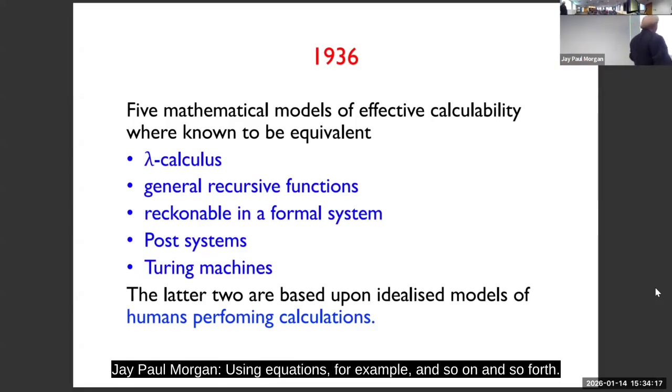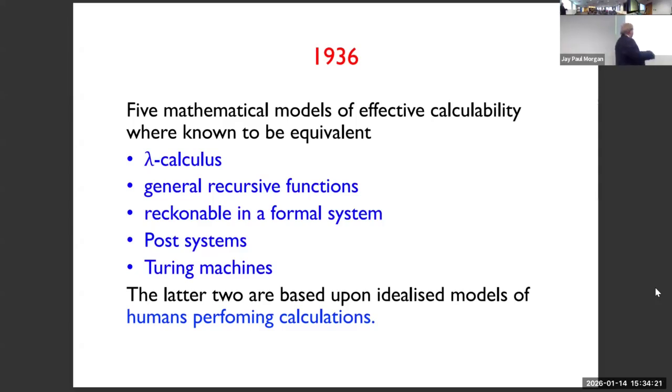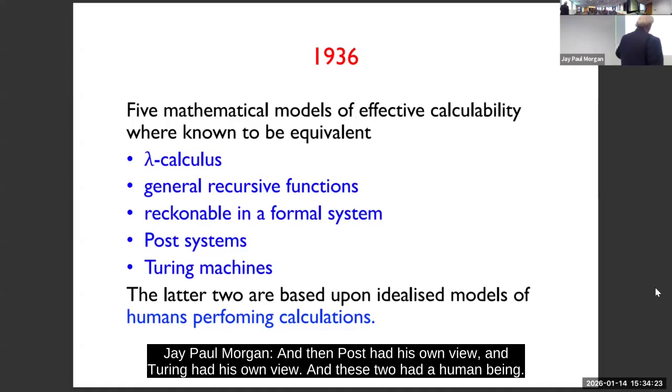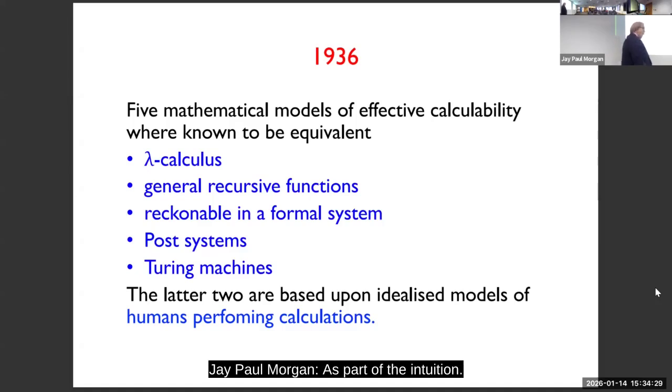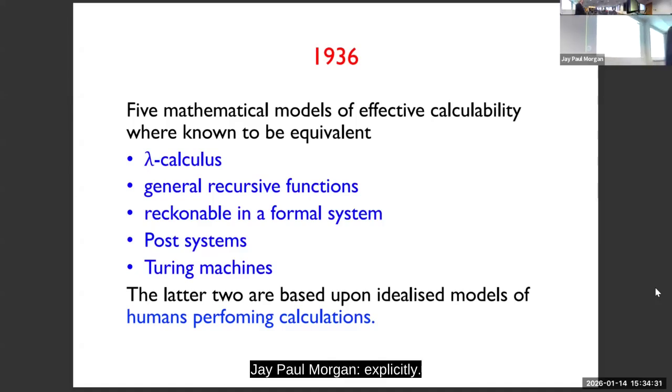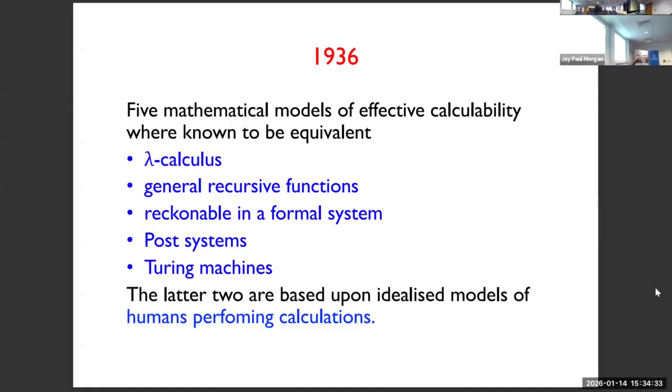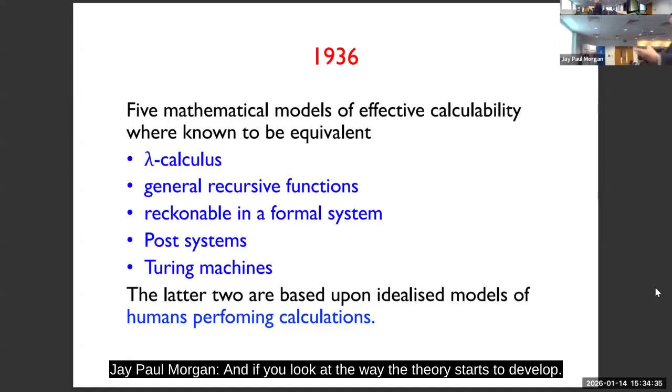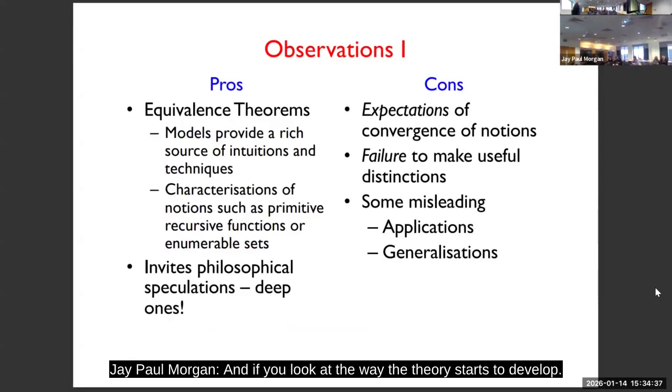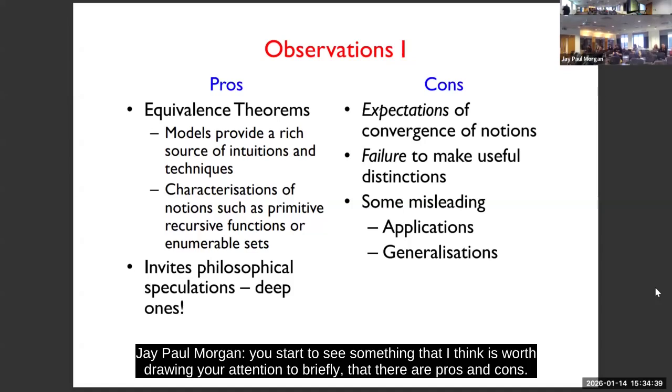Notions of reckonable in a formal system start to emerge, using equations, for example, and so on and so forth. And then Post had his own view, and Turing had his own view. And these two had a human being as part of the intuition, explicitly.